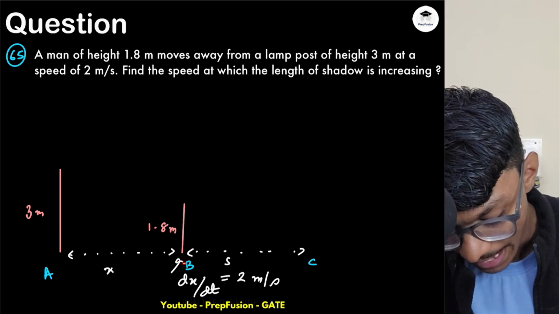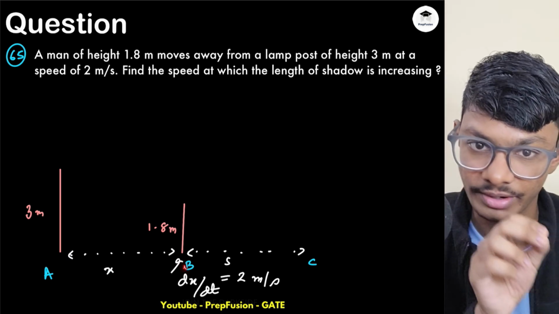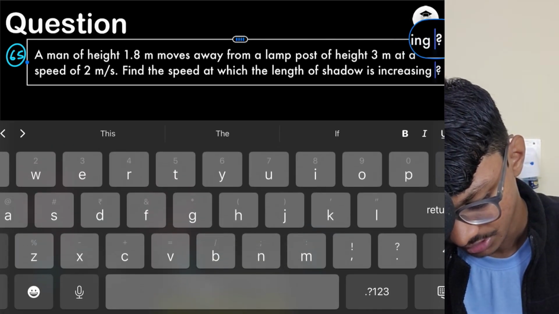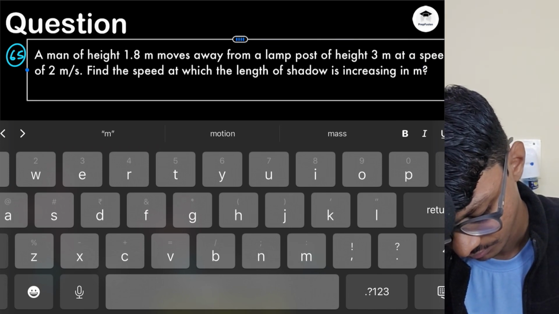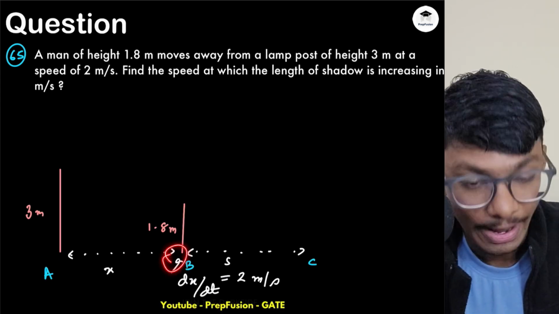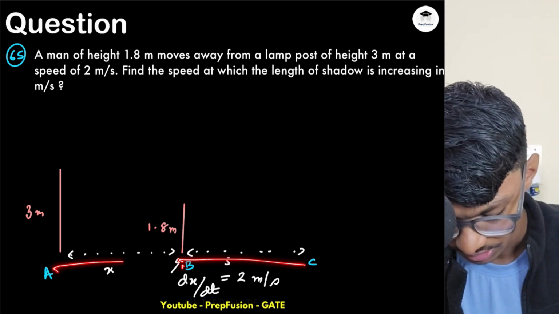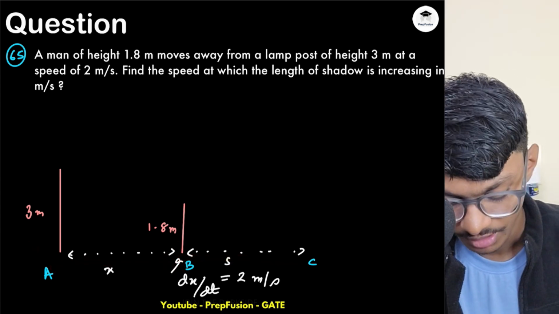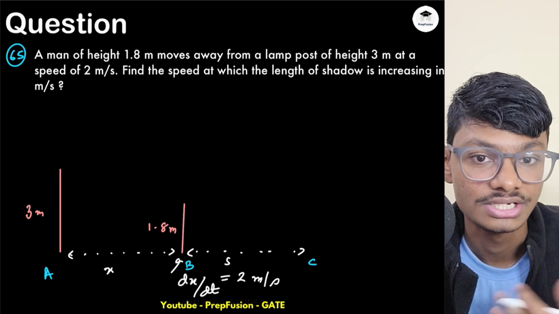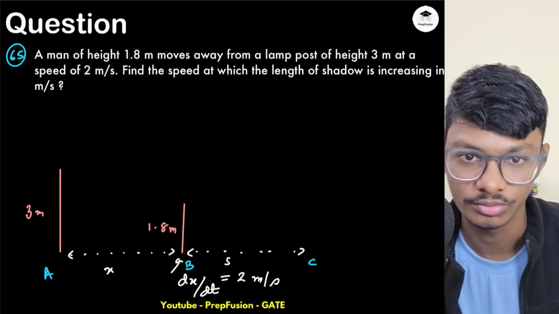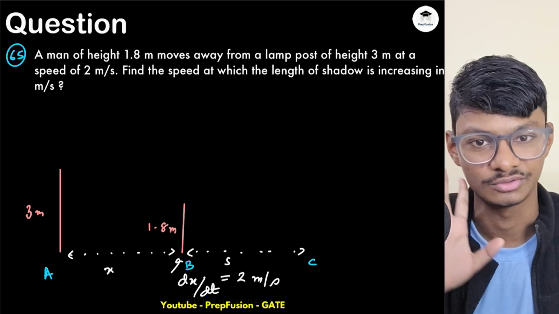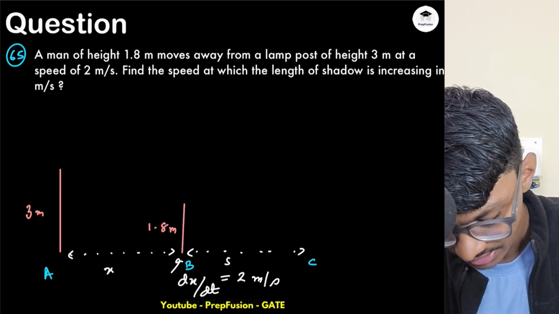So at this particular point, B, where my man is at B, I should also write increasing in meters per second. When my man is at point B, the length of the shadow is this, and the distance between the lamp post and the man is this. Now if this further changes by delta x, by how much will my shadow increase? If the lamp post is behind you, the shadow will be in front of you. You try to stand in front of a lamp post and see. So this is a very good question.